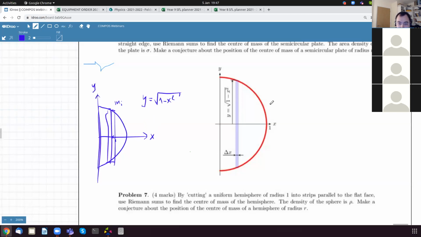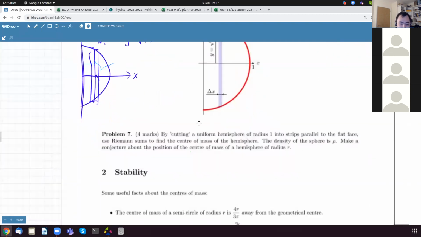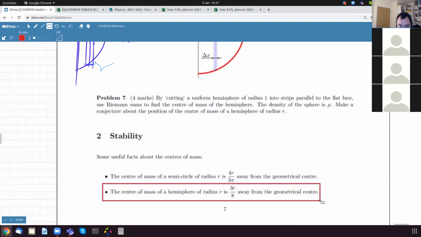In general, y is going to be square root of r squared minus x squared, but not important here. And the result will be this. I'm kind of giving you a hint. I'm giving you the answer here. The center of mass of a hemisphere is 3r/8 away from the geometrical center.